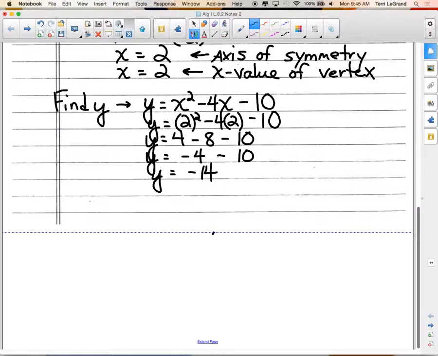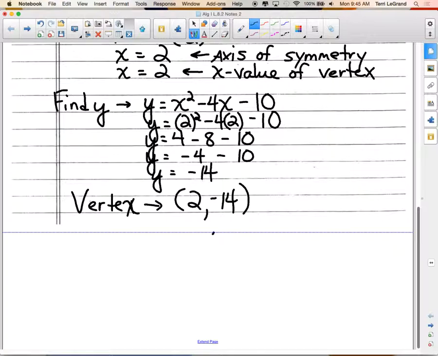What do you get for y? Negative 14, okay. So now our last step is, if we're going to say it is a vertex, it has to be an ordered pair. So we're going to say our vertex is what? 2, negative 14.